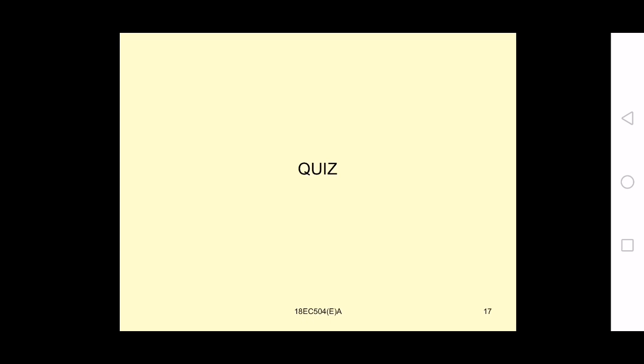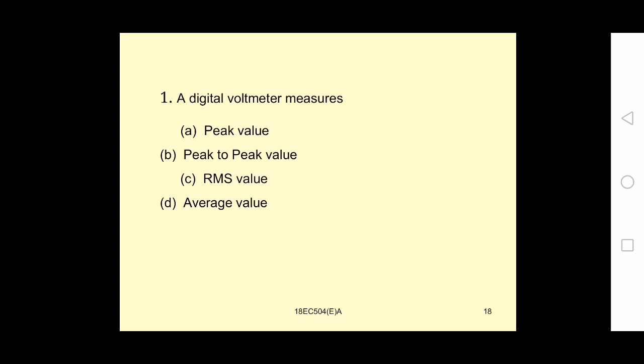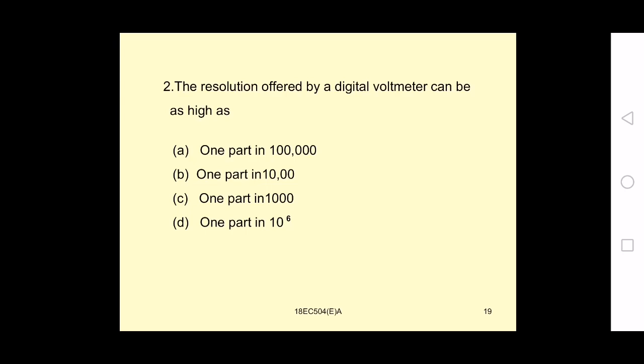And a simple quiz on ramp type digital voltmeters. A digital voltmeter measures: peak value, peak to peak value, RMS value, or average value? It measures the peak value, from the 0 level to the input voltage level that is being measured. So it is the peak value. And the resolution of a digital voltmeter can be as high as 1 part in 10 to the power of 6, measuring up to 1 microvolt, which we have already discussed in the previous class.